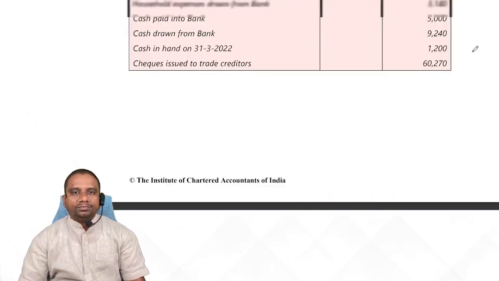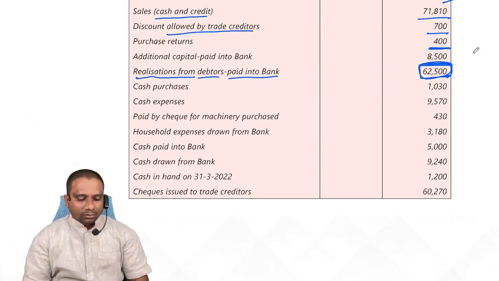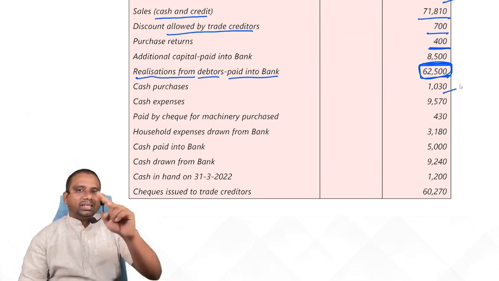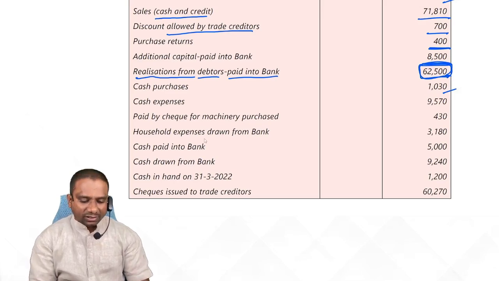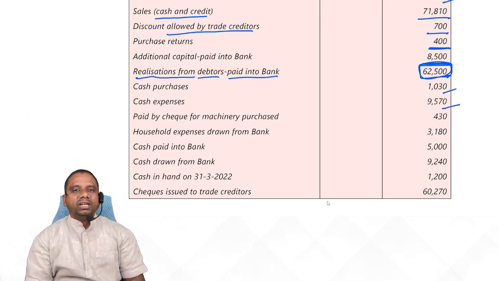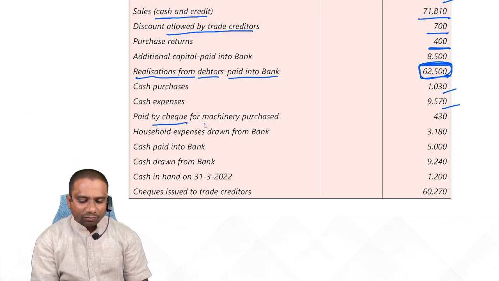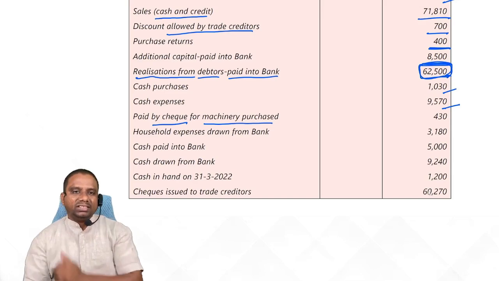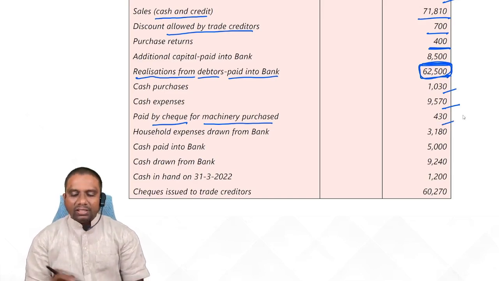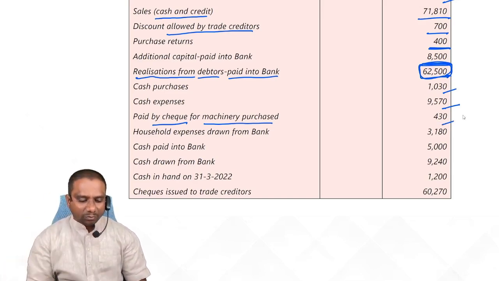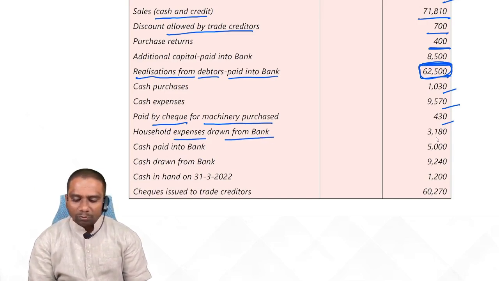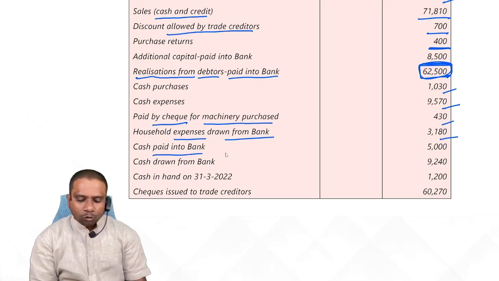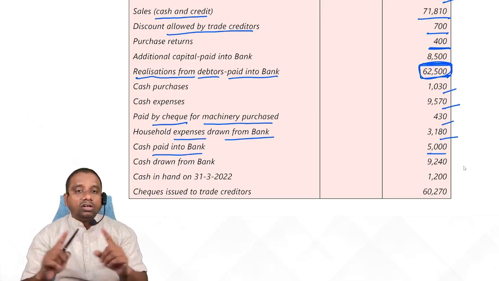Okay, next one. Cash purchases 1030. So trading account debit under purchases, cash purchase. Cash expense, P&L account debit. Paid by check for machinery purchased, 430. So balance sheet asset machinery. Household expenses drawn from bank. It is nothing but drawings. Deduct from capital. Cash paid into bank 5,000. This is contra entry, students.